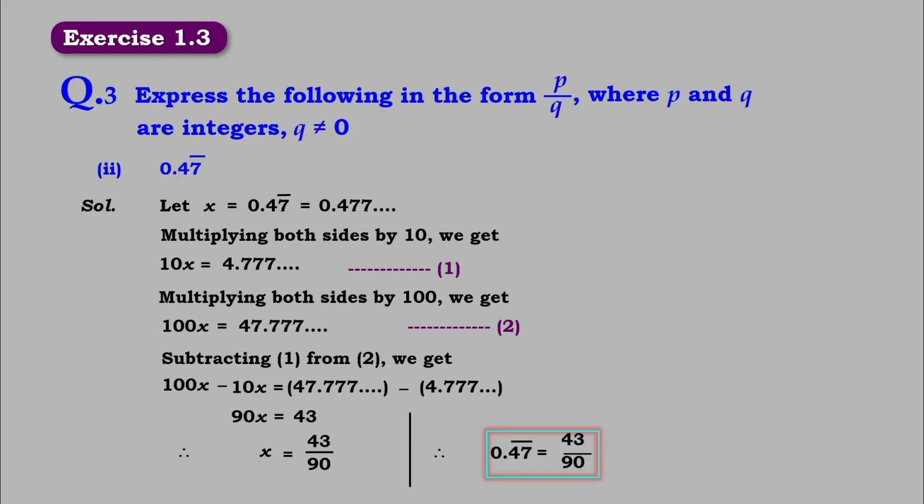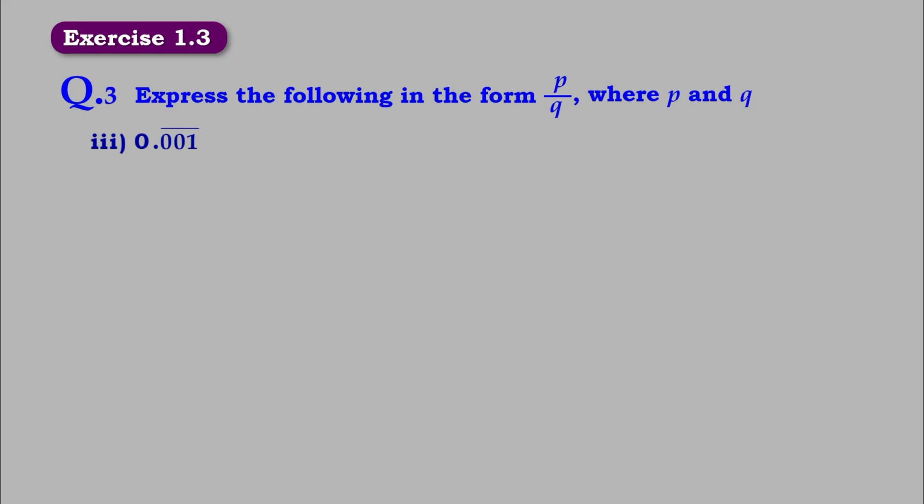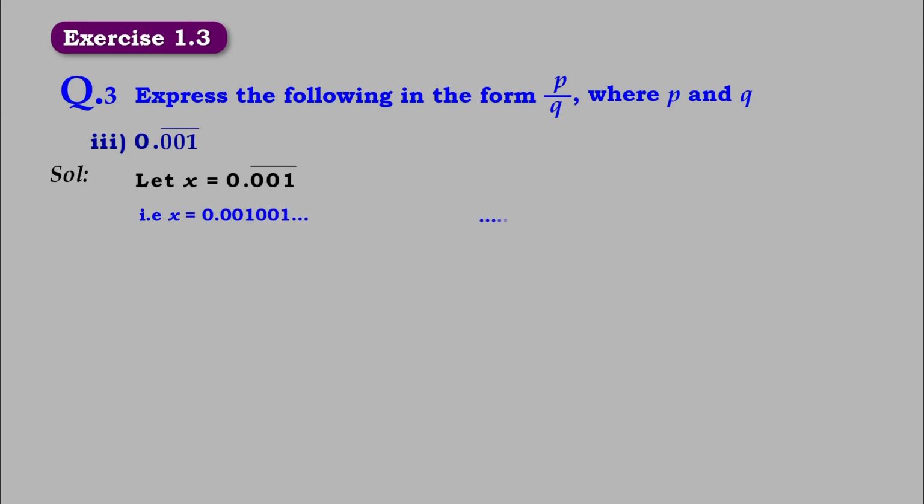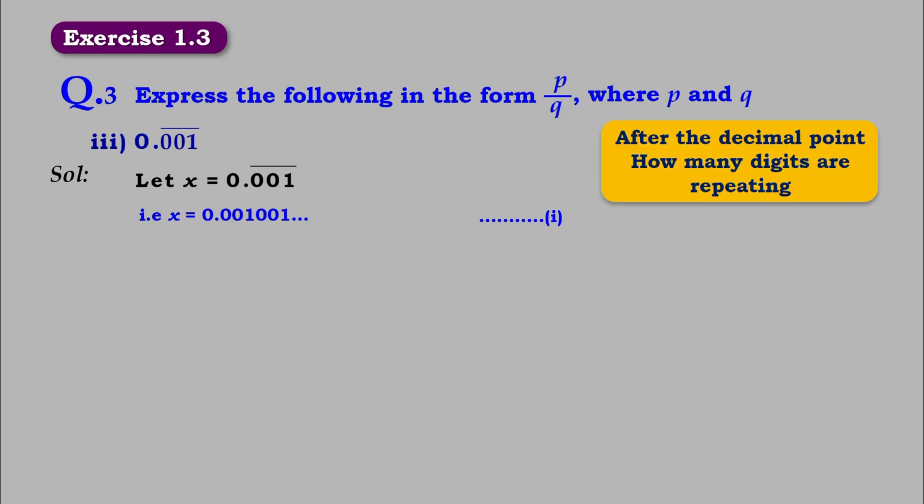So this is the final answer. Now 0.001 bar. So x, we have to consider that 0.001 bar. 0.001 bar can also be written as 0.001001, like this. So this is equation number 1.